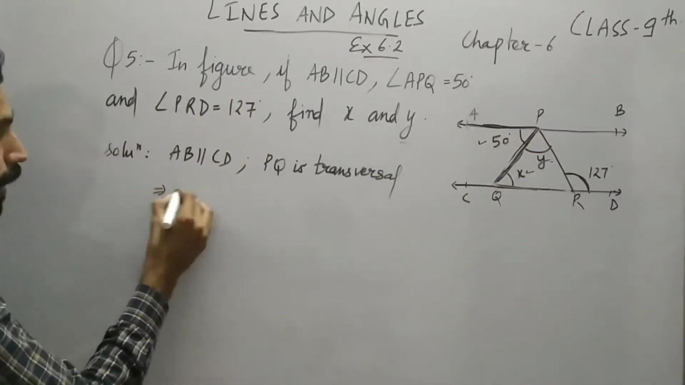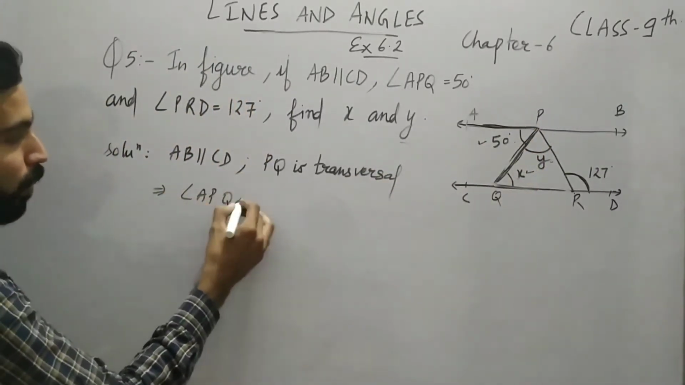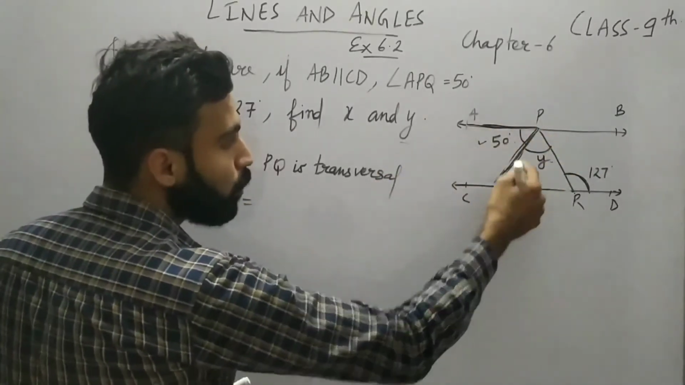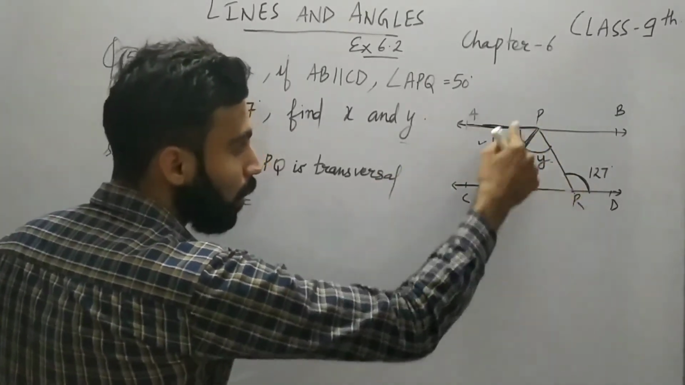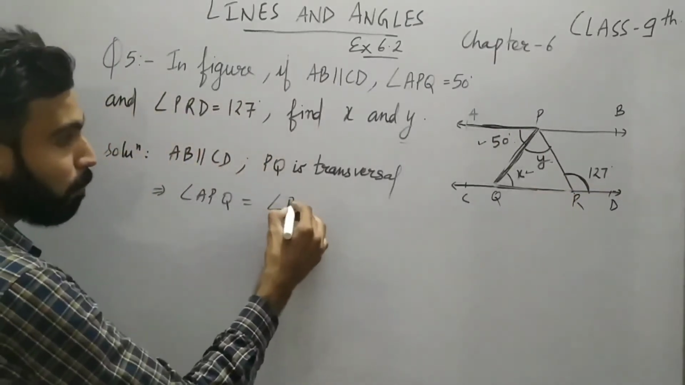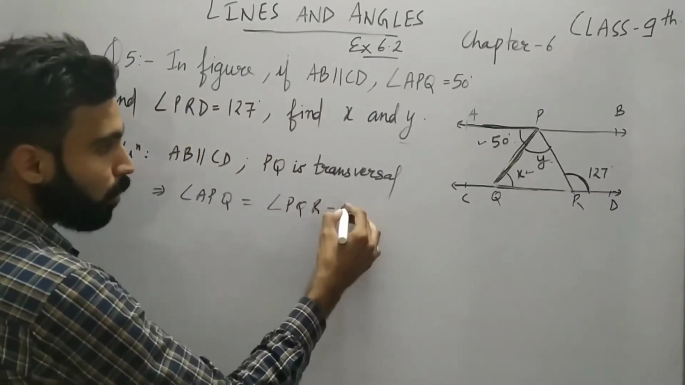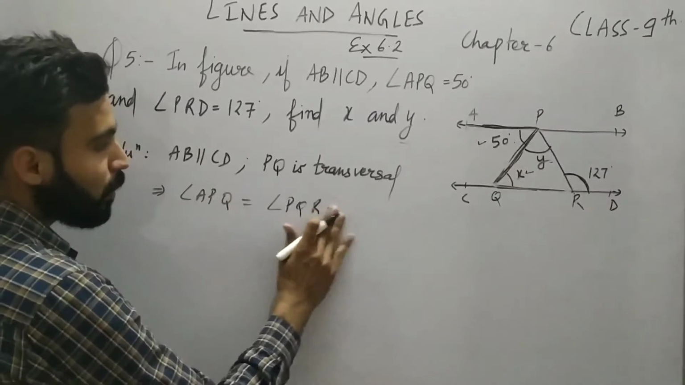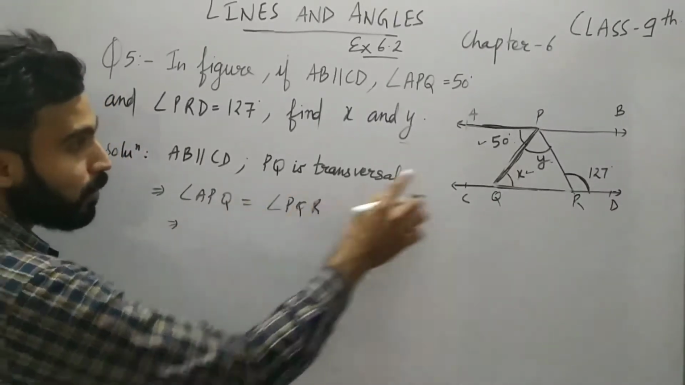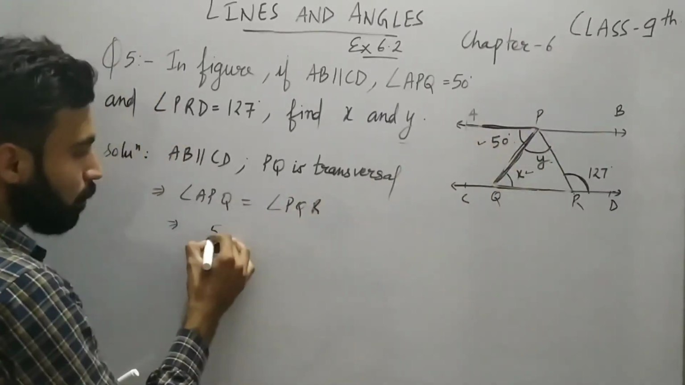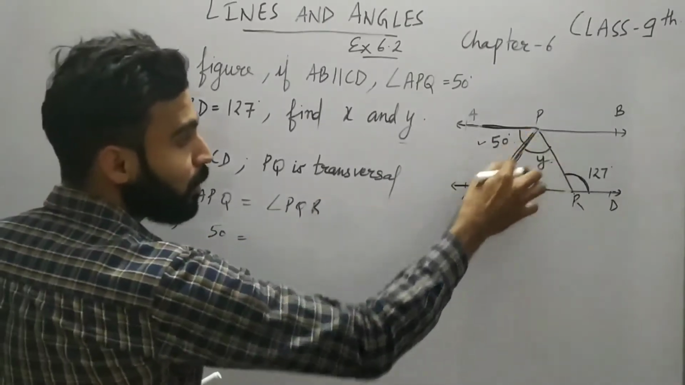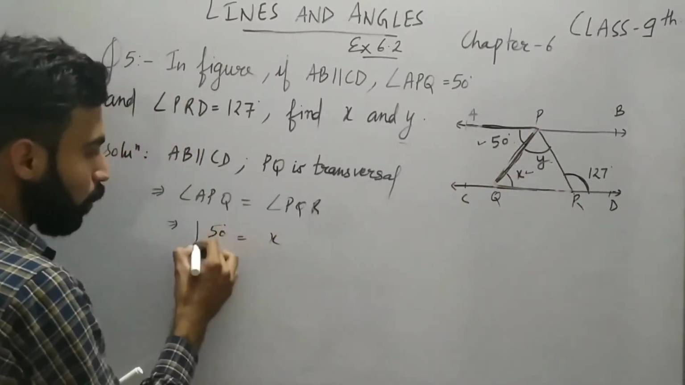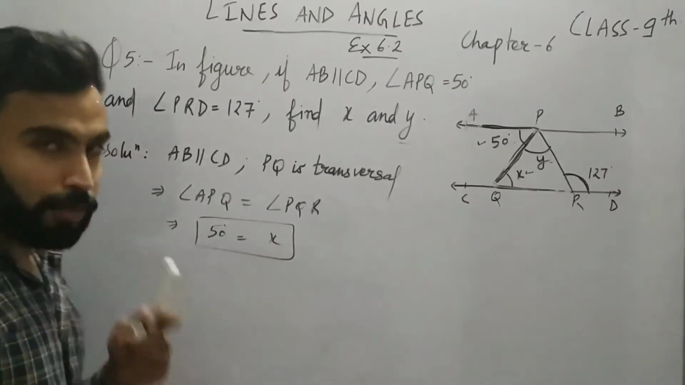So this implies angle APQ is going to be equal to angle PQR, alternate angles, right? Let me just write that. This APQ is, you can see, 50 degrees, and PQR, that means X, right? So we got the value of X as 50 degrees, right?